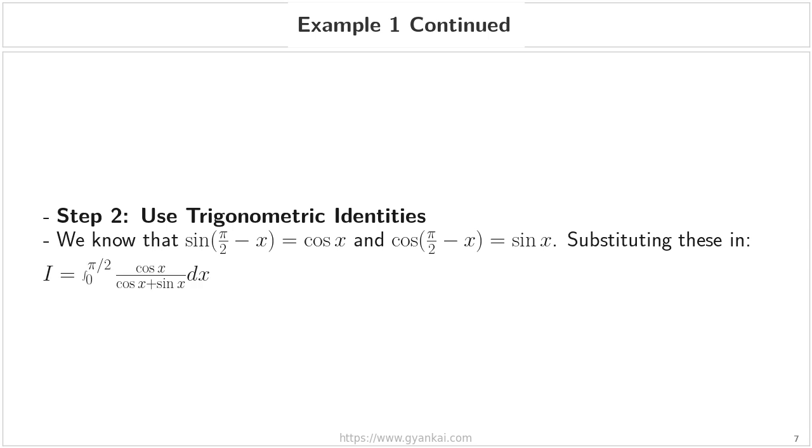This simplifies to the integral from 0 to pi over 2 of cosine of x, divided by cosine of x plus sine of x, with respect to x. Notice how much simpler that looks. This substitution is the key to unlocking the solution. In the next step, we'll combine this new integral with our original integral, and you'll see why we did all this work. So, keep this simplified form in mind as we move forward.